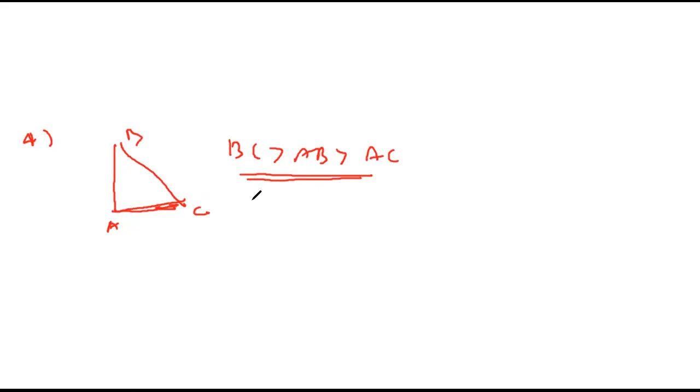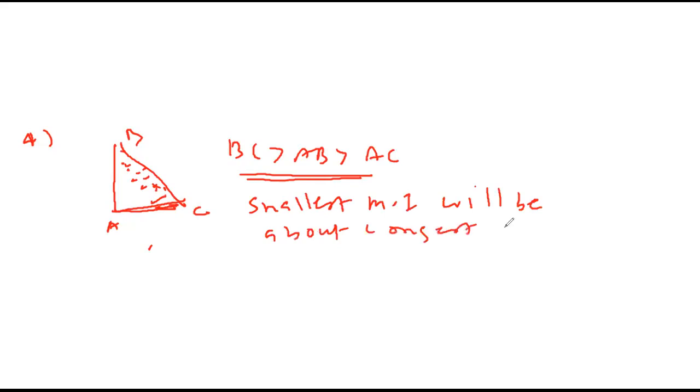Smallest means mass must be close to the axis of rotation. So the longer the axis, more mass is close to this axis. So smallest moment of inertia will be about the longest axis and vice versa. Who is longest? BC. Smallest moment of inertia will be about the longest because particles are away from the small and close to the large.